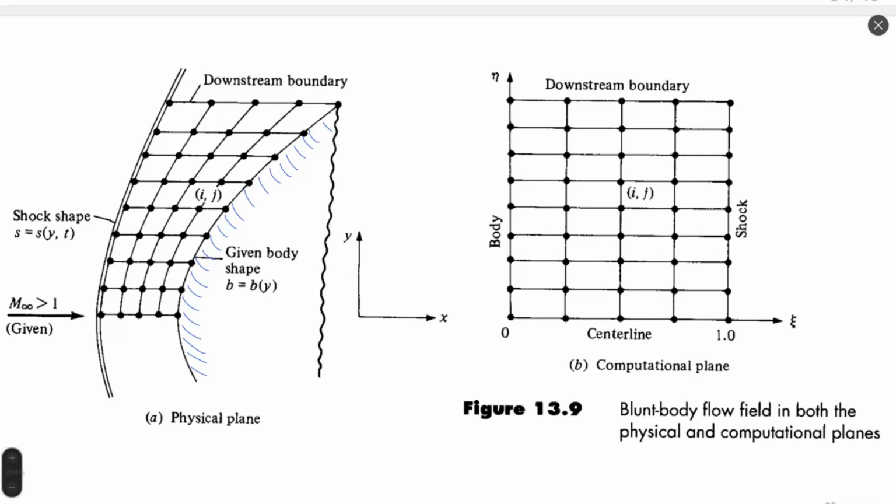We can build a computational mesh between the shock wave and the body. And then we can transform this mesh from the physical plane to the computational plane, and calculate the flow properties of our equations in the computational plane, then make the reverse transformation. This is also a typical example.